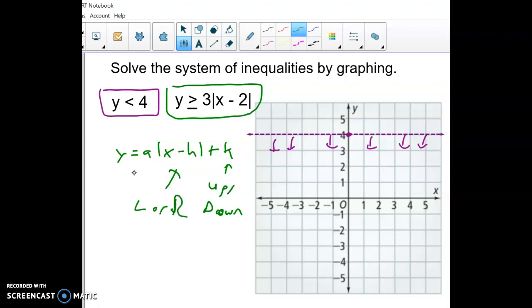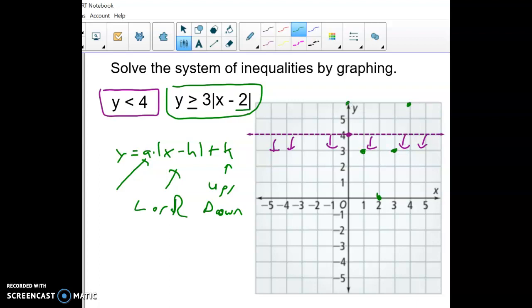Okay, and then on these, a is pretty much your slope. Technically, it's a stretch or compress, but basically it's going to be our slope. Sorry that's really messy, but at any rate, this number here is going to make us go not left 2, but right 2. So our vertex is going to be over here, and then instead of a normal 1-to-1 slope, this one's going to have a 3-to-1 slope because of that 3. So I'm going to go up 3 over 1, up 3 over 1, both directions, going up, right?